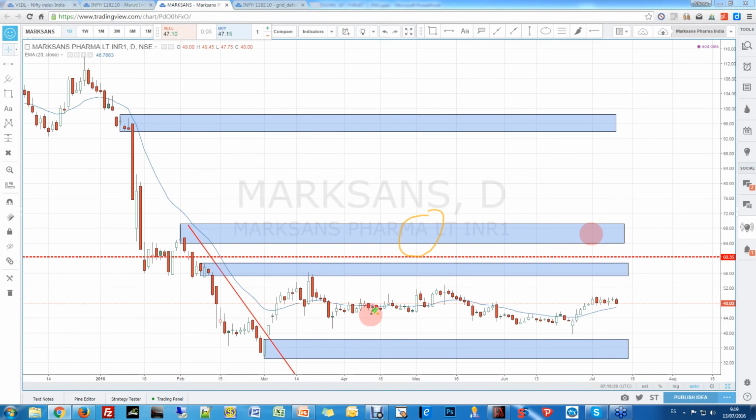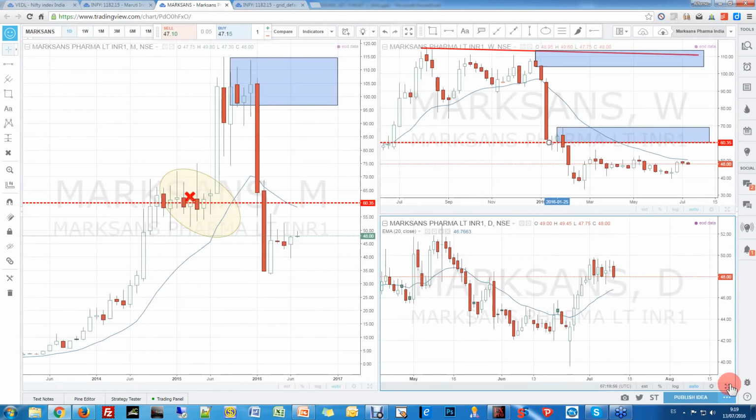At the weekly area of supply, that's the only possibility. Longs, not possible. In order to have longs, we need a trend on the weekly at least. We don't have that on the weekly.